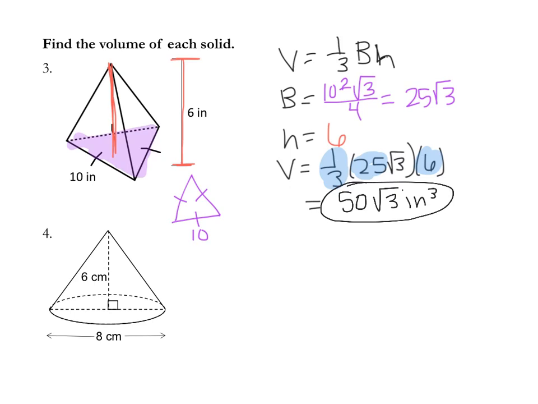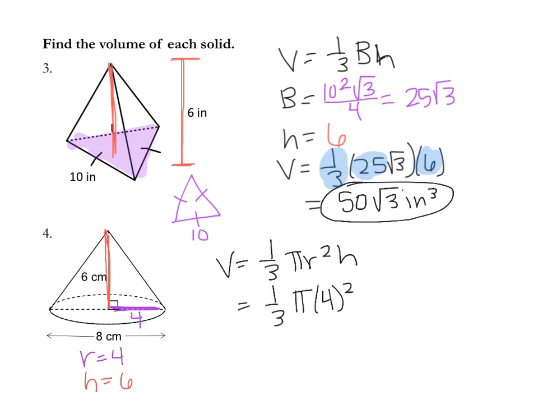Alright, the next one we're looking at is a cone. So that formula is 1/3 pi r squared h. All I need to know in this picture right now is r and h. R is the radius, which would be halfway across here, which is 4. So r is 4. And then h is the line down the middle of the cone, which we do know right now, h is 6. So I just have to plug those into the formula. That's 1/3 pi times 4 squared times 6.